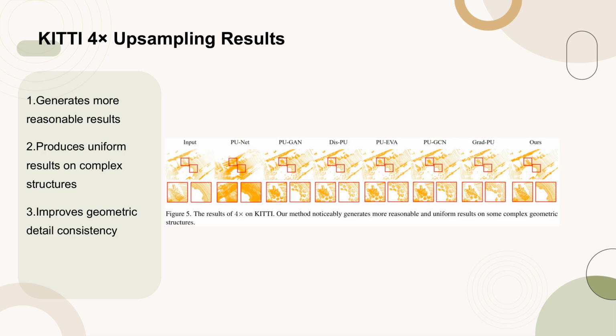Figure 5 presents the results of 4 times upsampling on the KITTI dataset. Our method demonstrates a significant improvement in generating more reasonable and uniform results, particularly on complex geometric structures. This enhancement is crucial for applications requiring high-fidelity point cloud data, such as autonomous driving and 3D modeling. The uniformity and detail consistency achieved by our method are key advantages over existing techniques, which often struggle with maintaining geometric integrity in complex scenes.